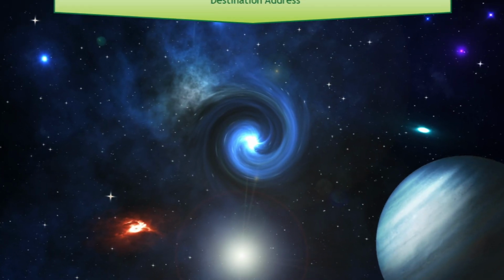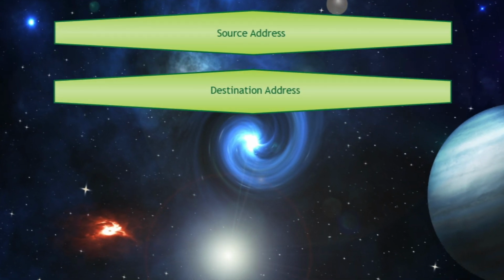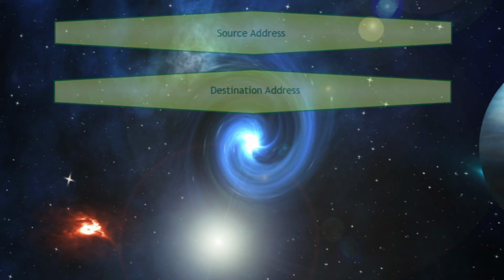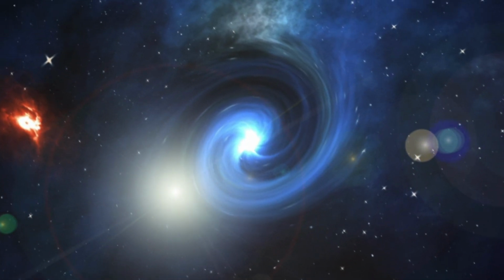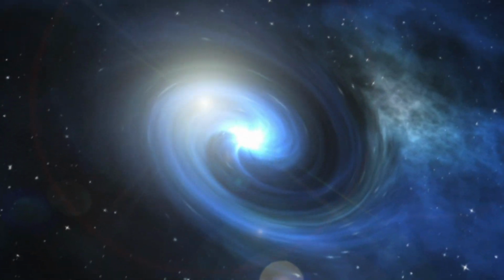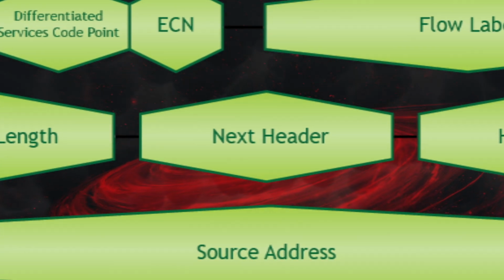Finally, there's the source and destination addresses. Each address is 16 bytes long, so these fields combined are 32 bytes. These fields represent the sender and the recipient. Pretty straightforward, huh? So let's get back to that new and mysterious next header field. What, you must be asking, is that?